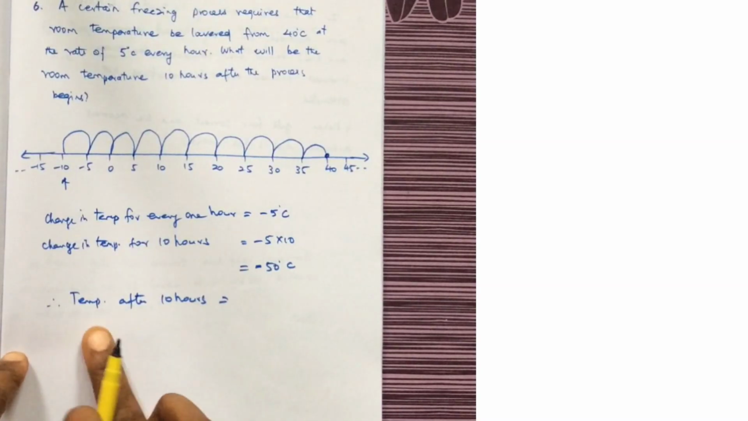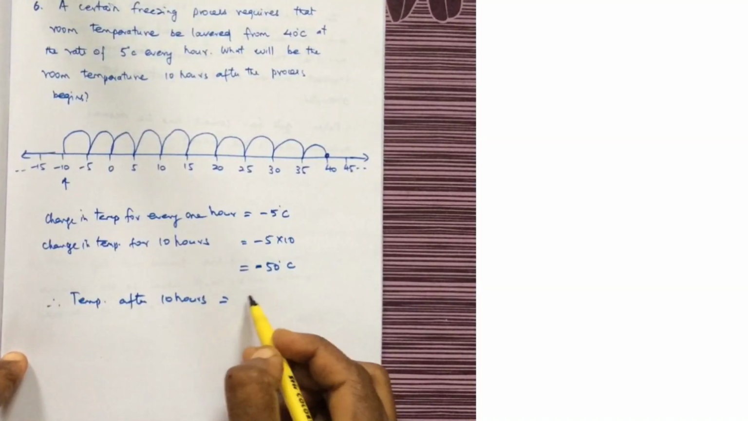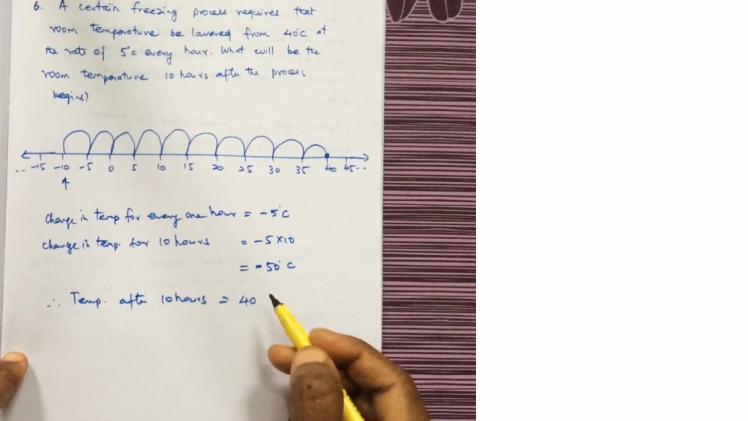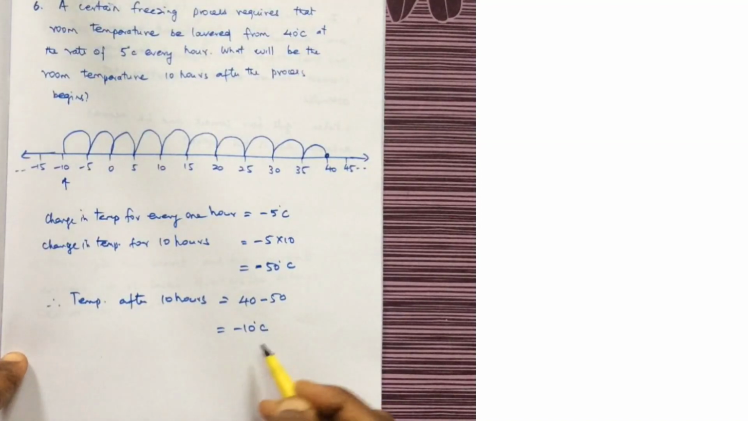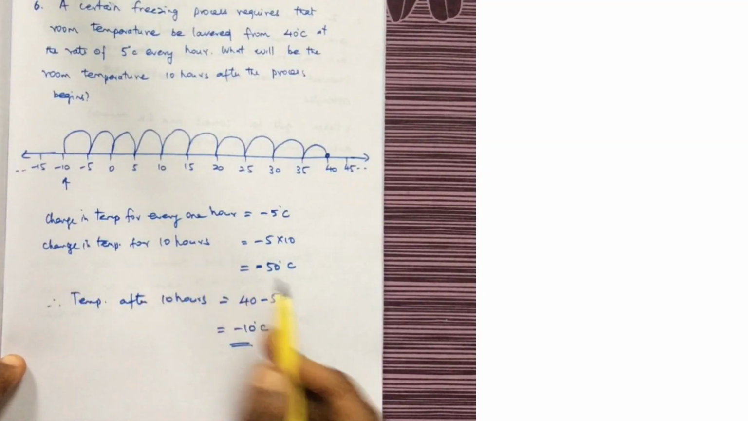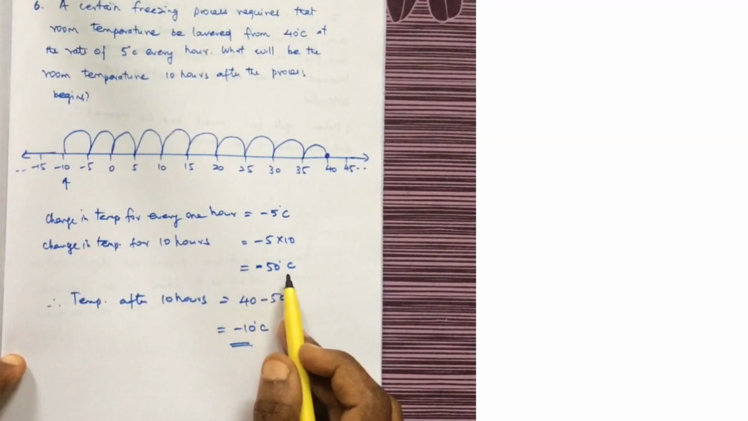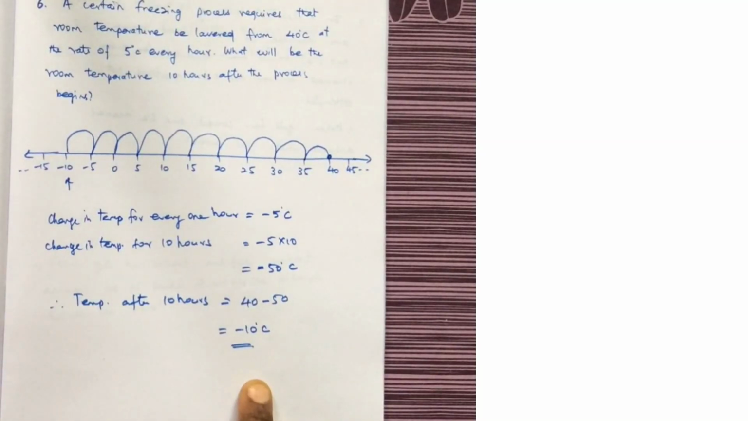To calculate the temperature after 10 hours: initially the temperature was 40, now it has changed by -50, that is equal to -10 degrees Celsius. Okay, initially the temperature is 40. Now the change in temperature is -50. So 40 minus 50 is -10 degrees Celsius.